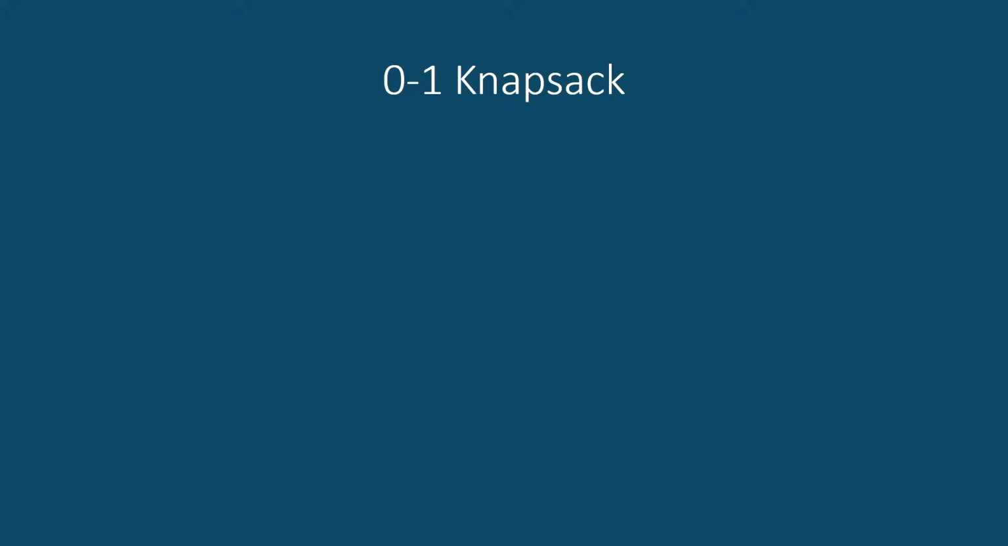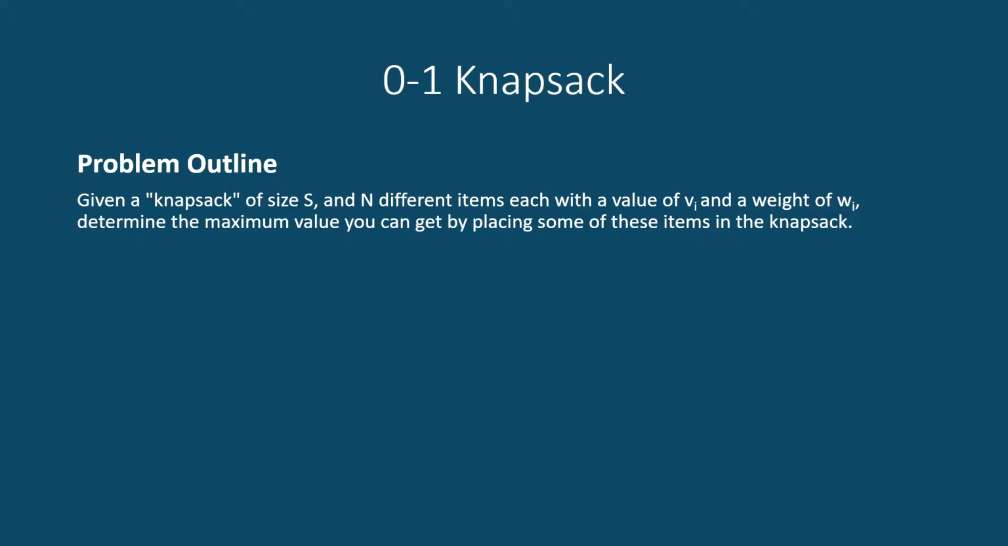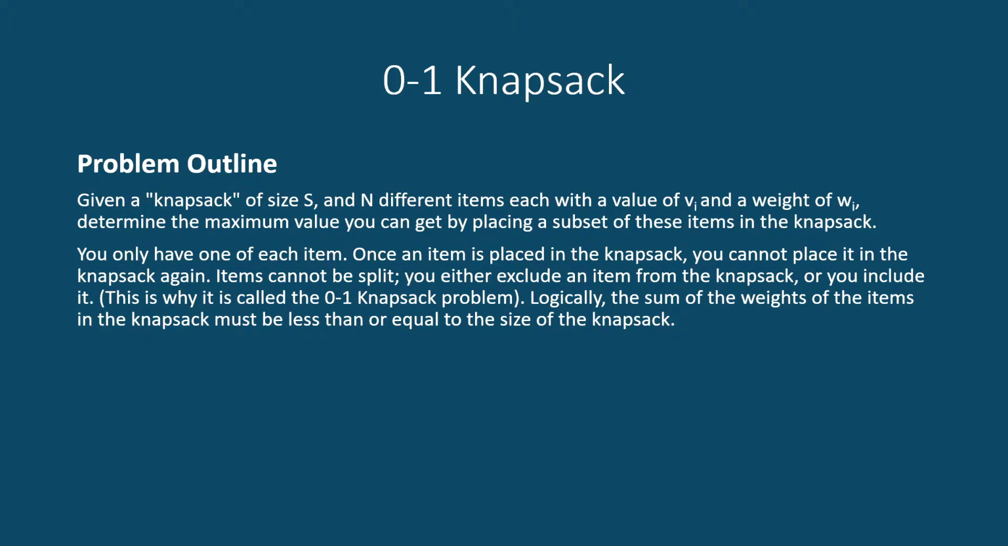Today we will be talking about the 0-1 knapsack problem of dynamic programming. Here's the problem outline. Given a knapsack of size S and n different items, each with a value of Vi and a weight of Wi, determine the maximum value you can get by placing some of these items into the knapsack. Here are some important rules.